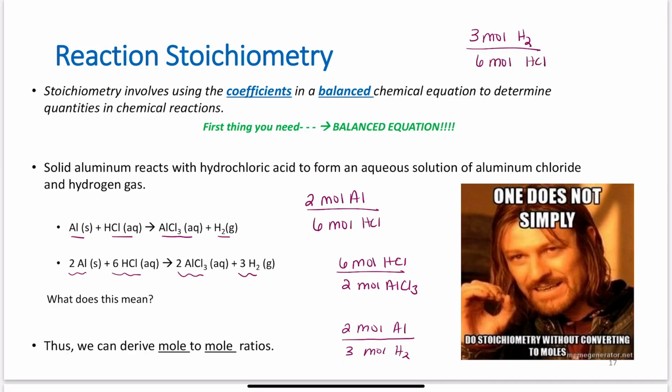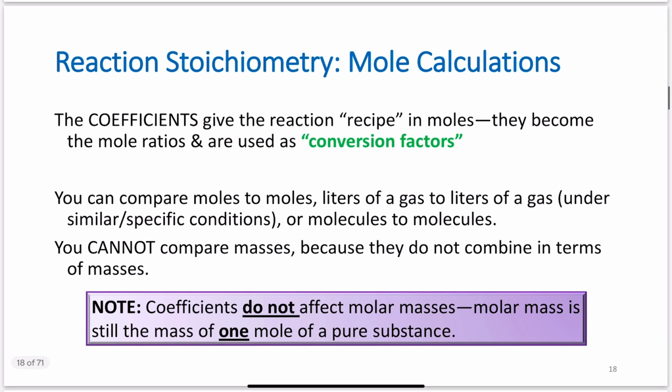The reactant or product can be in the numerator, okay? As long as I'm using those balanced equations. They all are equivalent to 1. They all equate out to 1. So it's like multiplying a reaction by 1, but just converting the units. I'm just converting to a new species. The coefficients given in the reaction give the reaction recipe in moles. They become the mole ratios, or what I call multiple ratios, and we use them as conversion factors.